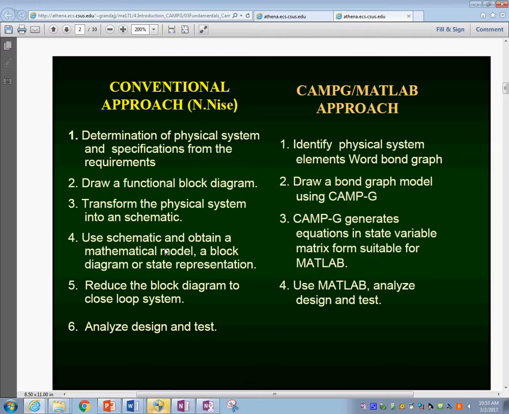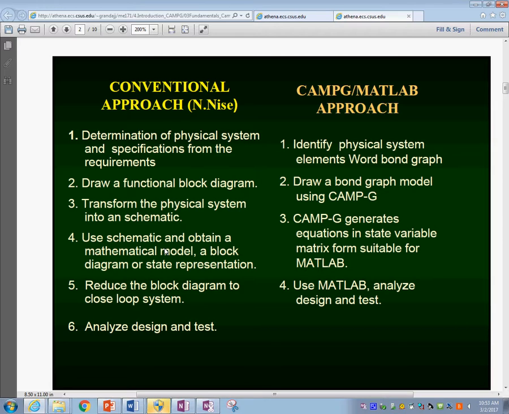You want to transform the system into some sort of a schematic and then use this to obtain a mathematical block diagram that has the representation of the equations. So the first one was this functional block diagram, what parts are connected. But the second one is really a block diagram from the equations of motion. On number 5, reduce the block diagram to a closed loop system, and then of course you do the analysis.